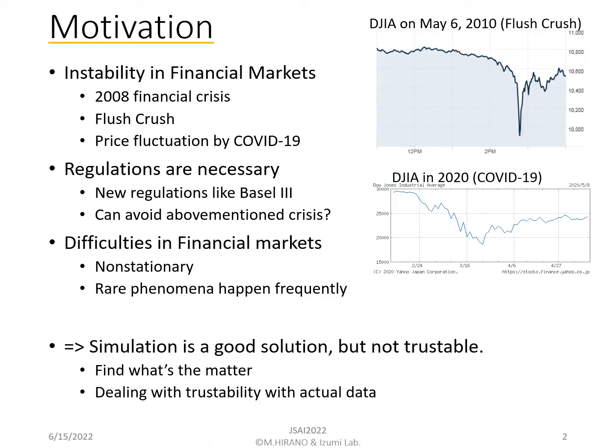At first, I'll talk about our motivation. Recently, there has been significant instability in financial markets. For example, the 2008 financial crisis, flash crashes, or the recent very big price fluctuation caused by COVID-19. So, to deal with those problems, regulations are necessary. For example, a new regulation called Basel III was established in the last decade.